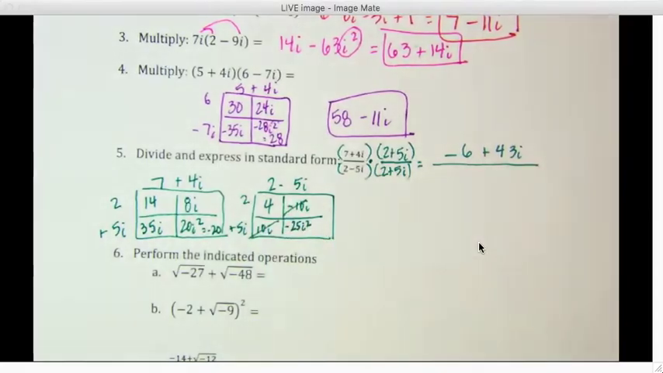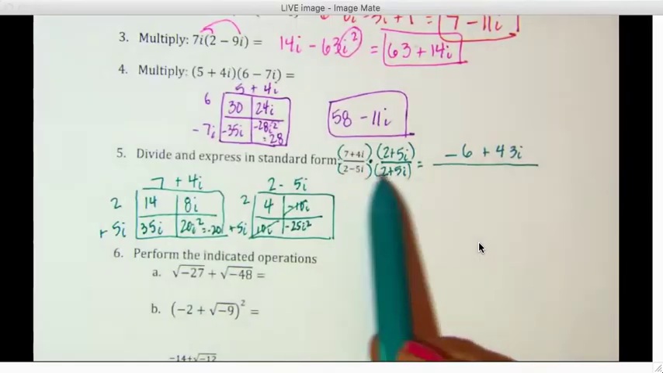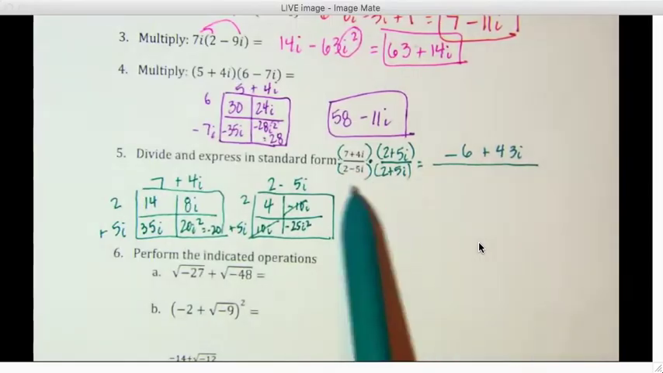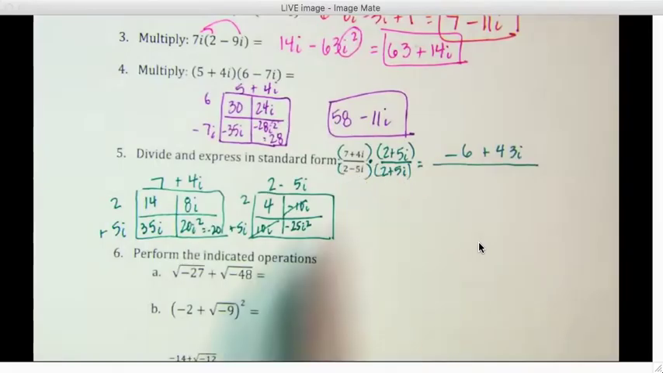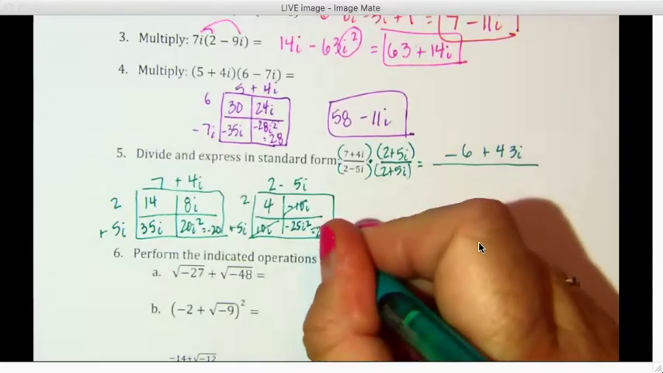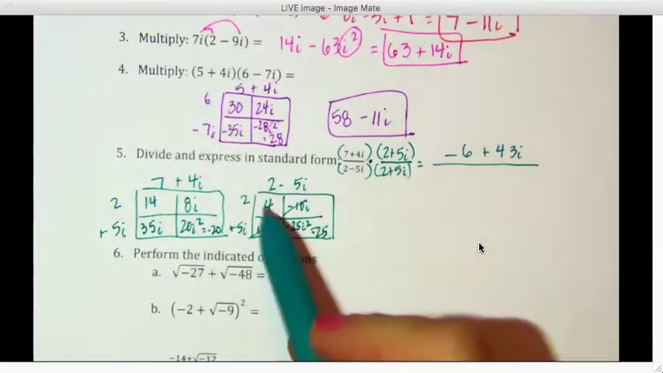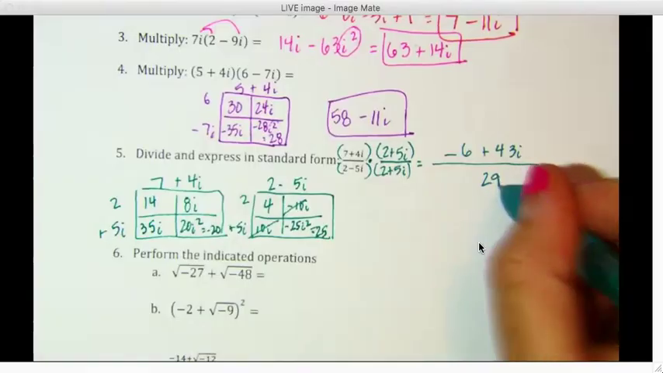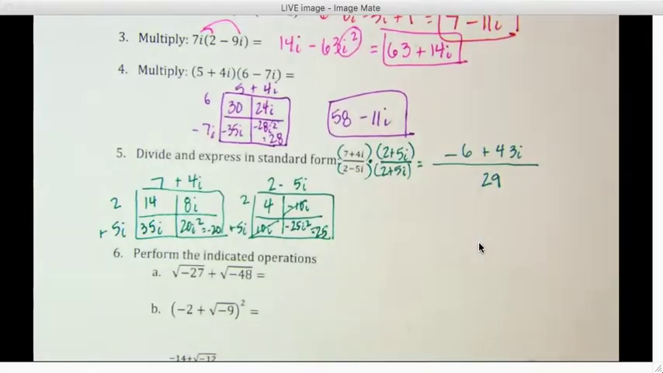So that's going to happen anytime you multiply complex conjugates together. If these are complex conjugates, meaning the first term is the same, last term is the same, sign in the middle is opposite, those two terms cancel out, and then i squared is equal to negative 1, so negative 1 times negative 25 is positive 25. So 25 plus 4 is 29, and now we've gotten rid of those complex numbers. It's just a regular whole number in the denominator, not imaginary.